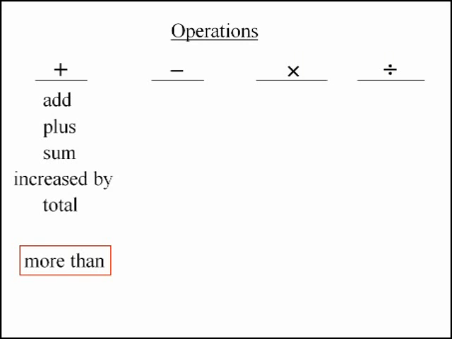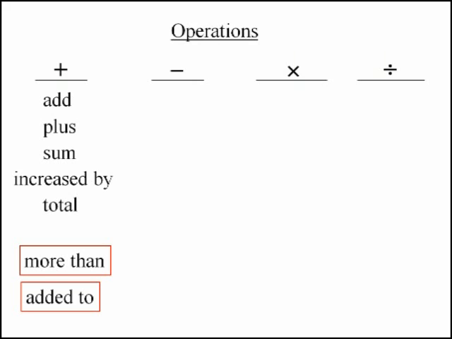Now more than is a little different than the others on the list. 3 more than 4, it's still 7, but it's translated a little differently. Now what I want you to think about is how and why it's different. What makes it different from the other words in the list? Another phrase that means the same as more than is added to. 3 added to 4. We'll come back to that in a moment.